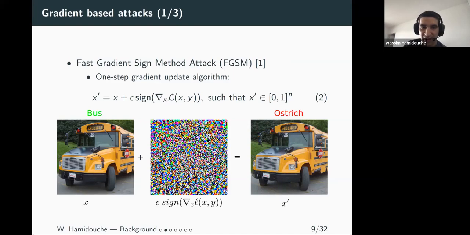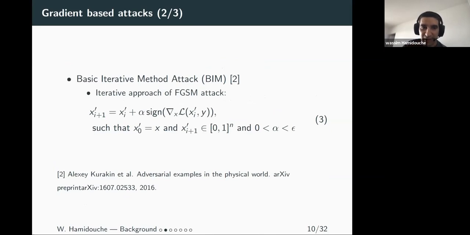So this is a very simple first attack called FGSM, and then they proposed several other attacks based on this idea. The second one is the basic iterative method attack, BIM, which is exactly the same as FGSM, but it is iterative. So we perform the attack in different steps, and at each step we add to the attacked image another perturbation, which is also the sign of the derivative of the loss function. Each time we test if it is an adversarial example or not, until we reach the maximum number of iterations we want. The higher the number of iterations, the more efficient the attack.